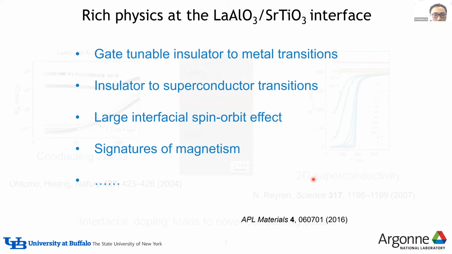So there are actually quite diverse phenomena found in this interfacial system. As I just talked about, the gate tunable superconductivity, as well as tunable spin orbit coupling. There are also signatures of magnetism. So the discovery of this interfacial oxide system opened a new field of research.